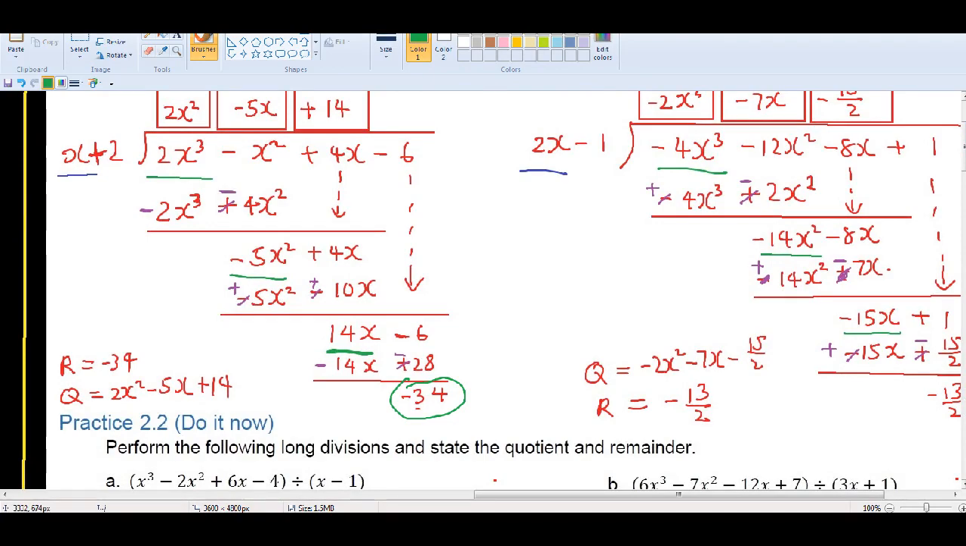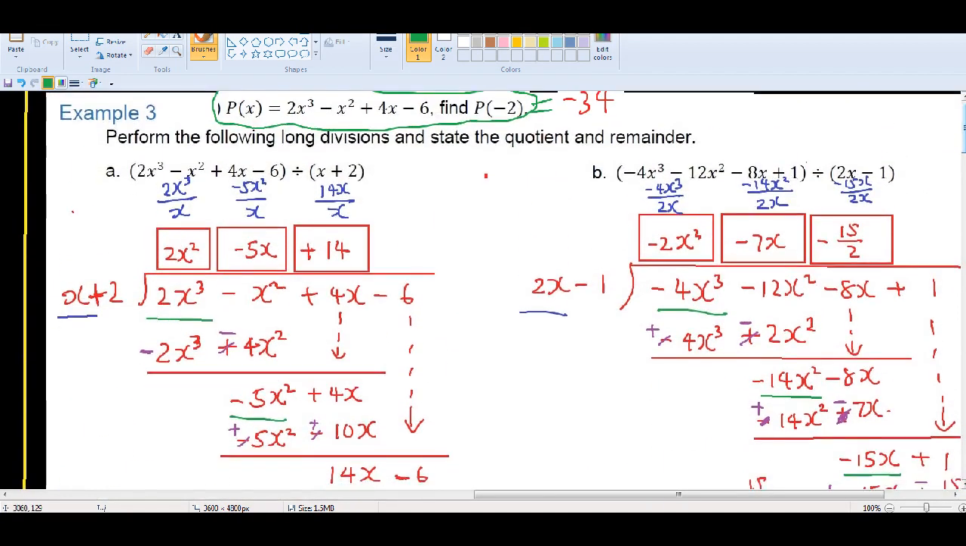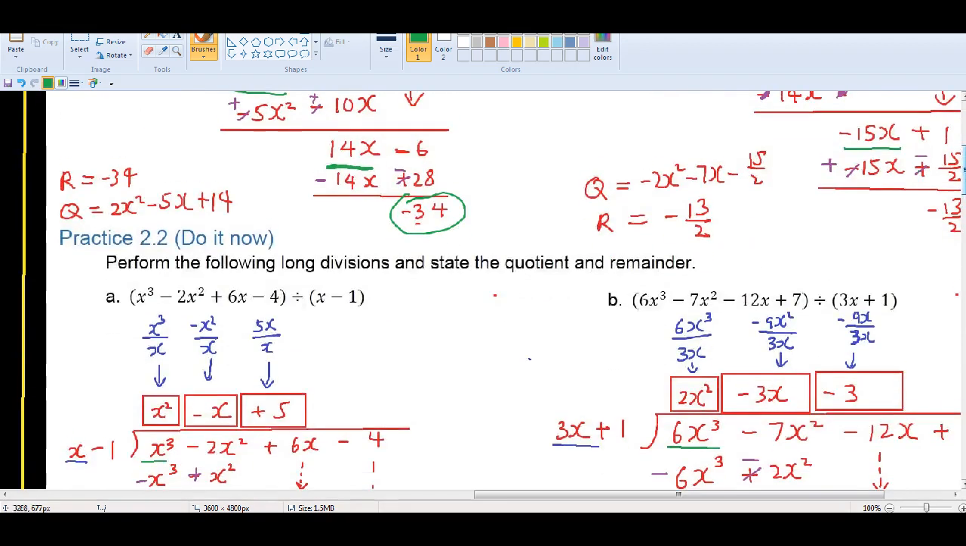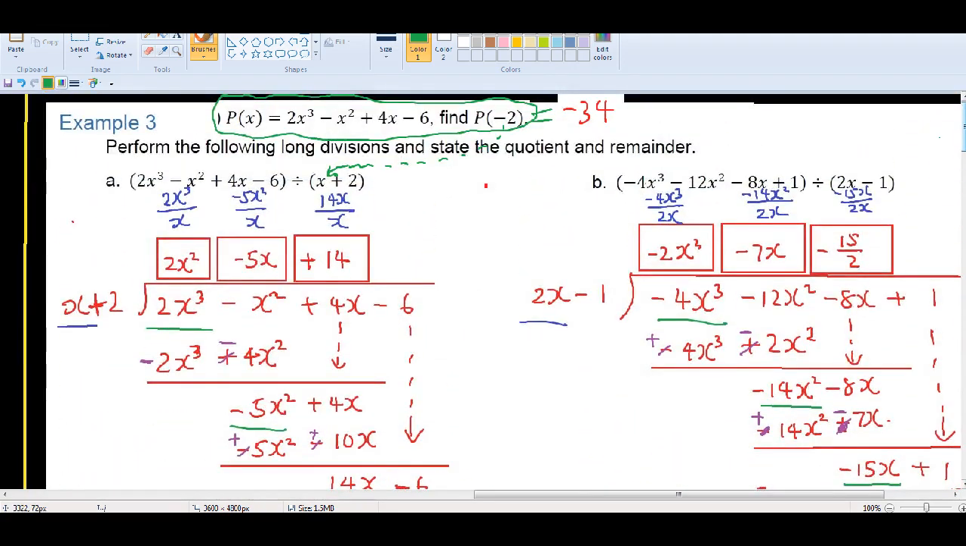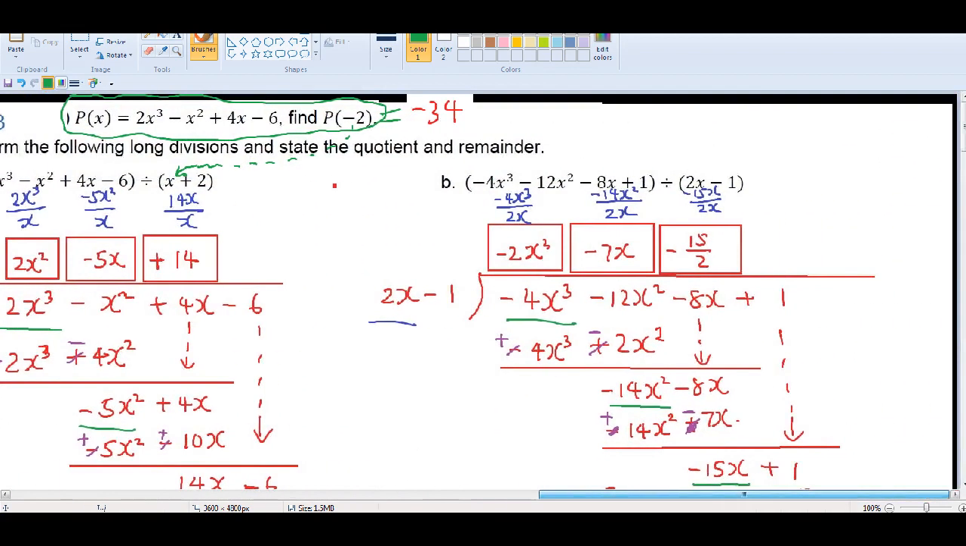So again, we could see if you substitute a number into the polynomial, that number must be quite special. That number must be able to make that divisor 0, because that divisor is x plus 2. So if you put minus 2 into x, the divisor becomes 0. And if you put that minus 2 into the polynomial, what do you get? You get a remainder again. It looks really interesting.